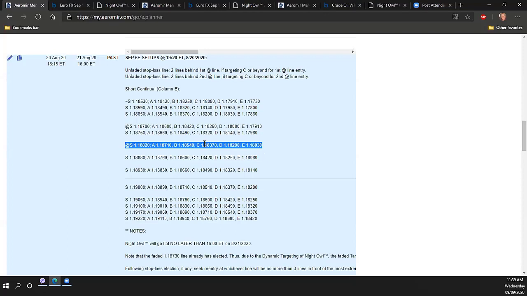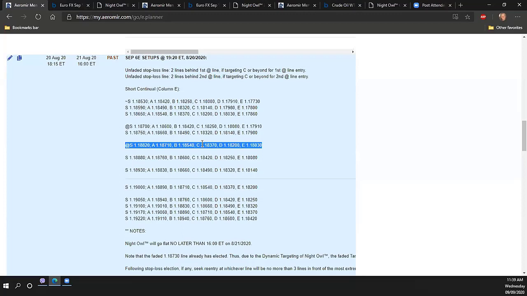Why not take that entry? Because you're going to get it many times. Because again, keep in mind that Night Owl statistic. It gets the direction right 80% of the time, 80+% of the time. We're at 87% since October 1. So take advantage of a low risk trade like that.